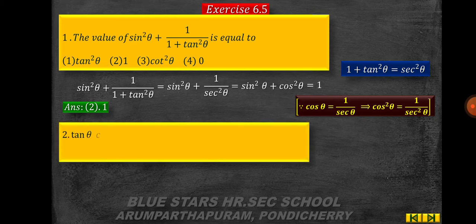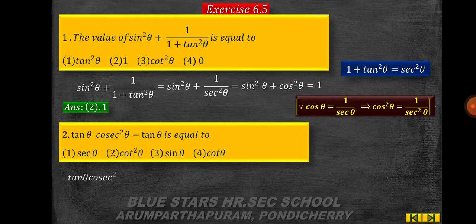Second question: tan theta into cosecant square theta minus tan theta is equal to: option 1 secant theta, option 2 cot square theta, option 3 sin theta and option 4 cot theta. The given question is tan theta into cosecant square theta minus tan theta. We are taking tan theta common out, so tan theta into cosecant square theta minus 1.